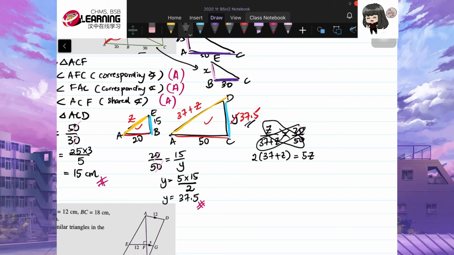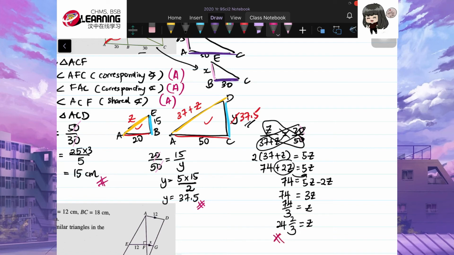After that, we expand this: 74 plus 2z equals 5z. Then the 2z moves to the other side and becomes minus, so 5z minus 2z equals 74. So 5z minus 2z is 3z equals 74. So z equals 74 over 3, which is 24 and 2 over 3. That is the answer for z.